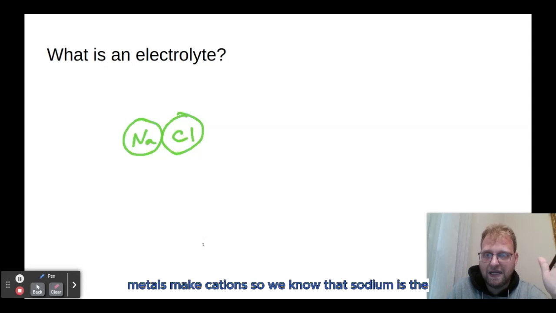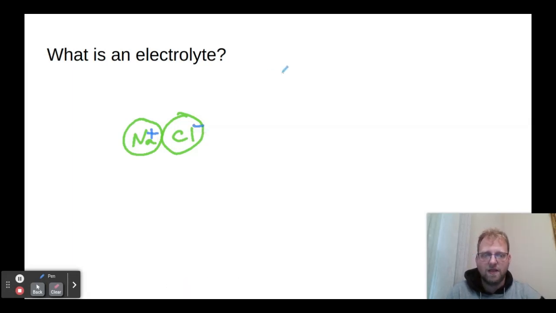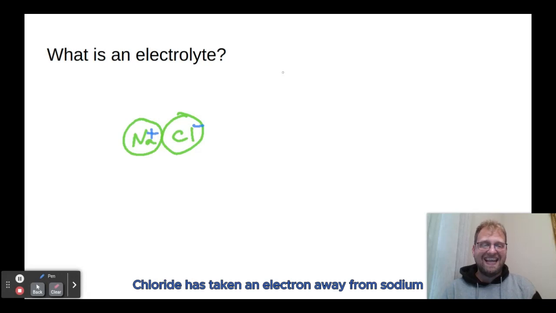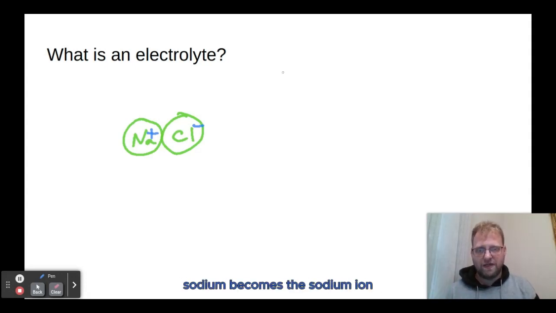Metals make cations. So we know that sodium is the positively charged ion here. Chloride is the negatively charged ion. In other words, chlorine has taken an electron away from sodium. Sodium has given that electron away to chlorine. Chlorine becomes the -1 chloride ion. Sodium becomes the sodium ion.